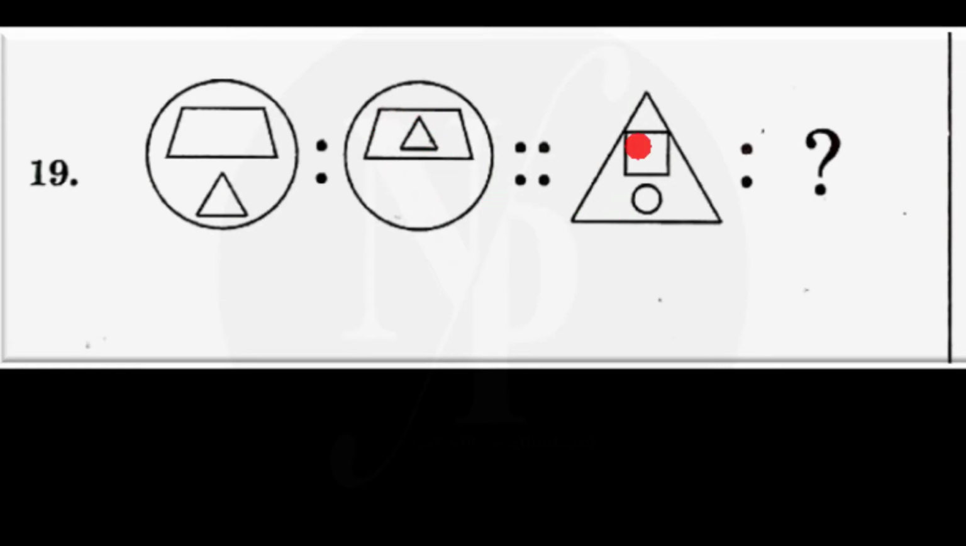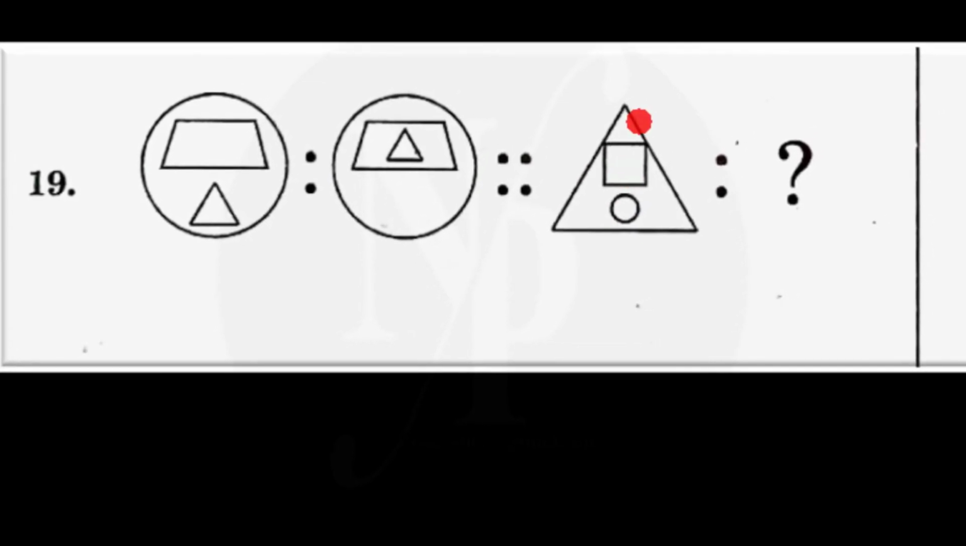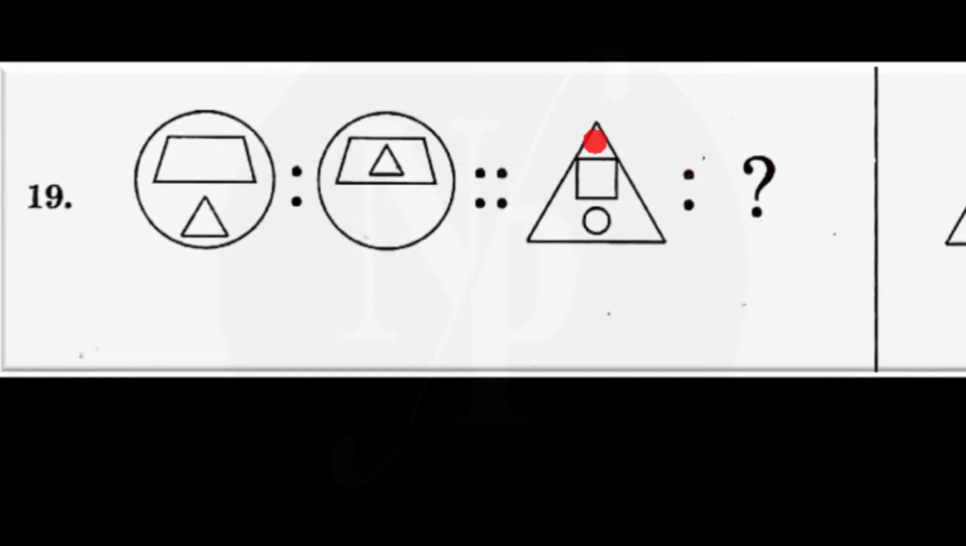So, looking at the third question figure here, we have a triangle as the outermost figure. Within this triangle, we find a square and a circle. So, as we expect, in the fourth figure, this small circle should be shifted into the square, and the outermost figure, the triangle, remains the same.